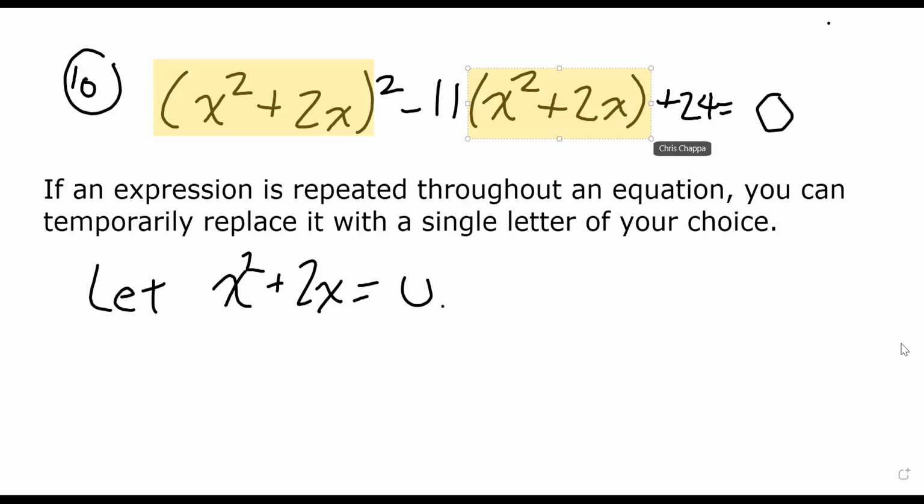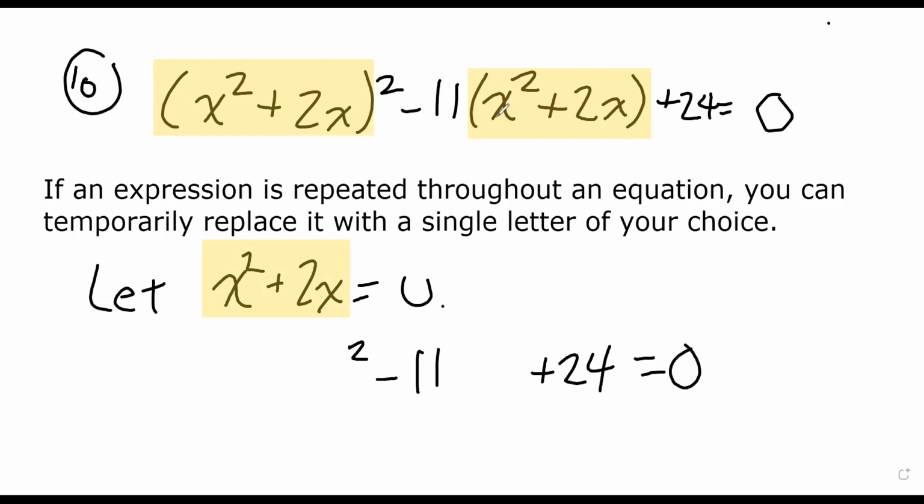What was I saying? Oh, everything in yellow is going to disappear and become a u. In the top equation, all the parts that are not highlighted in yellow stay the same. The square stays the same. The minus 11 stays the same. The plus 24 stays the same. The equals 0 stays the same. But everything highlighted in yellow becomes the letter u.